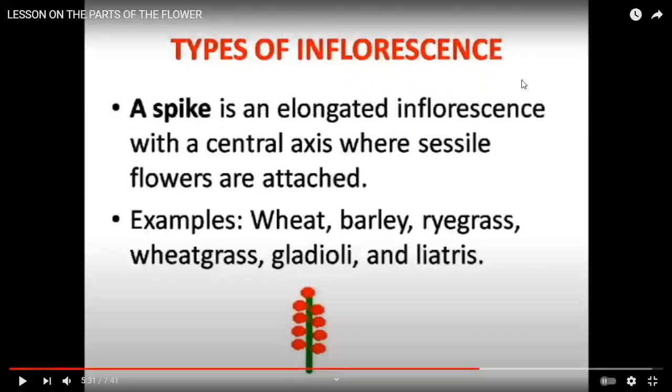Now let's look at a spike. A spike is an elongated inflorescence with a central axis where sessile flowers are attached. Examples would be wheat and barley, ryegrass, wheatgrass, gladioli, and liatris. Okay, so the diagram is shown below. That's the arrangement of the flowers, spike arrangements.